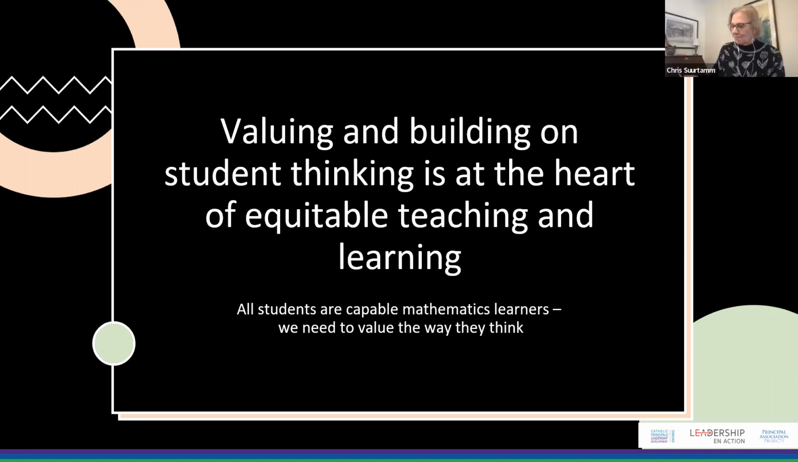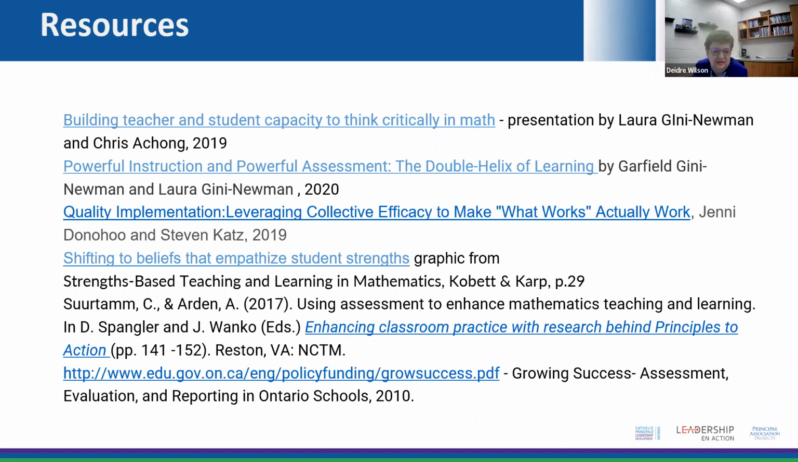If we go to the next slide, we have some resources, and you'll get all these links. I'm sure Brad will send you the slideshow afterwards. We've included some of the work from Laura Ginny Newman around those thinking problems in the math class, the critical thinking opportunities you can embed through your assessment and instruction, and some work from Jenny Donahue and Stephen Katz that helps with implementation and gives strategies on how you can work with your teachers. We talked a lot about the mind shift teachers need to make in terms of their assessment, and there's a graphic there to help think about what that mind shift will look like. Christina shared her paper with all her research around assessment, and of course, Growing Success is a Bible that we always go back to when it comes to assessment.